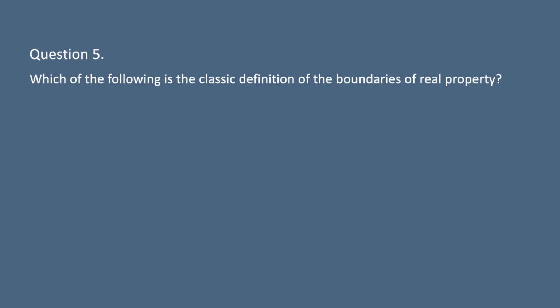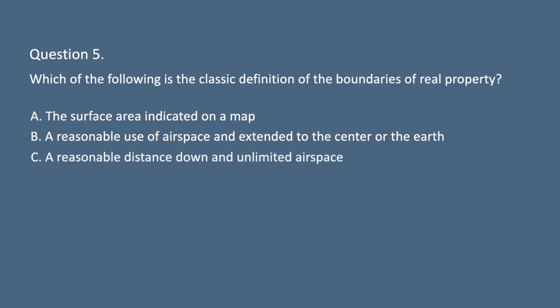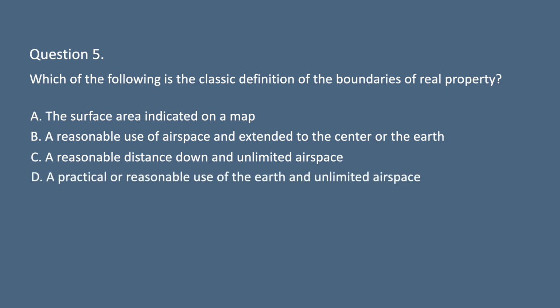Question 5. Which of the following is the classic definition of the boundaries of real property? A. A surface area indicated on a map. B. A reasonable use of airspace and extended to the center of the earth. C. A reasonable distance down and unlimited airspace. D. A practical or reasonable use of the earth and unlimited airspace. Answer.